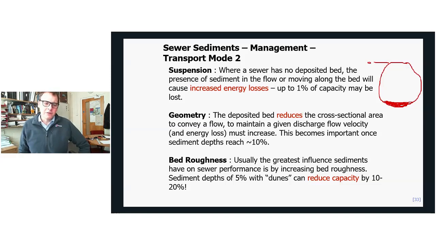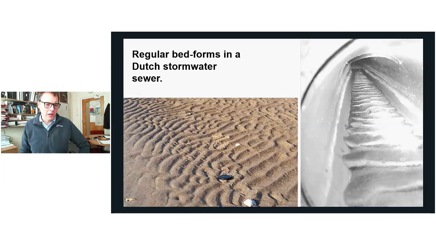Usually, the greatest influence sediments have on sewer performance is by increasing the bed roughness. So sediment depths of 5% with dunes can reduce the capacity by 10 to 15%. Now, if we look at the picture on the left, this is a beach, and as the tide went out, it's left this so-called dune pattern on the beach. And I think we're all familiar with seeing this if you've been to a beach.